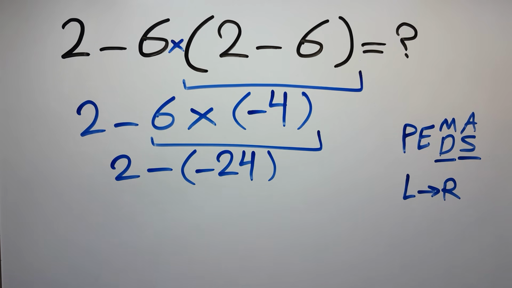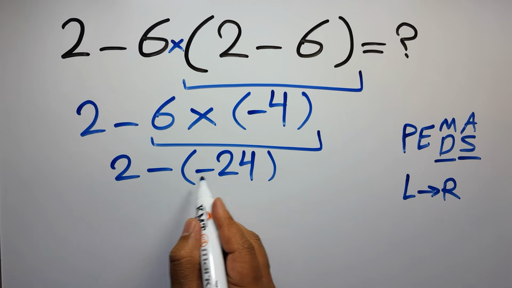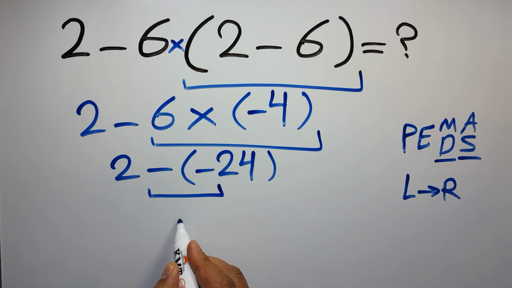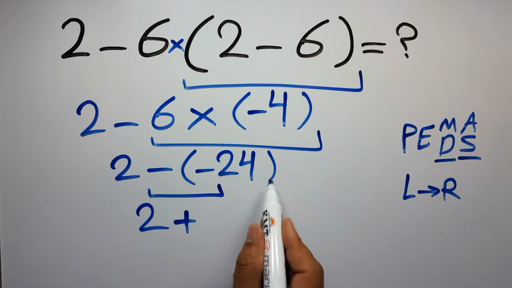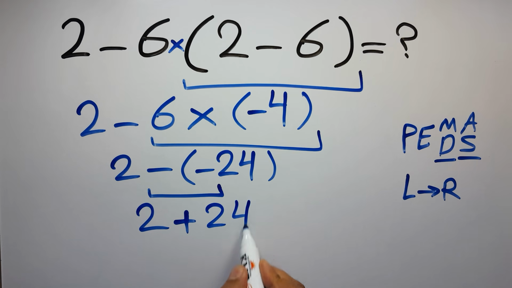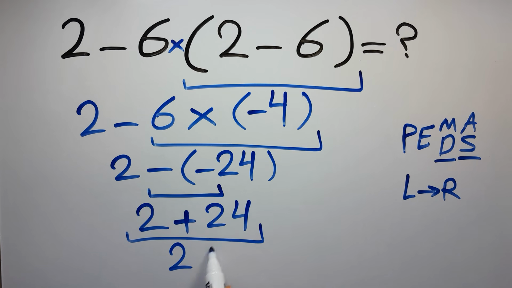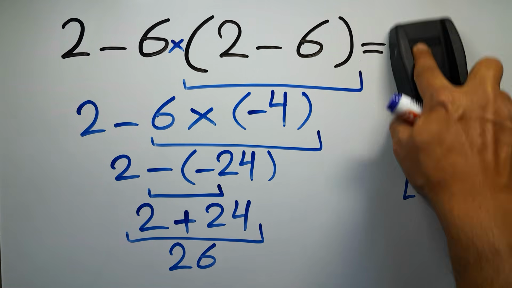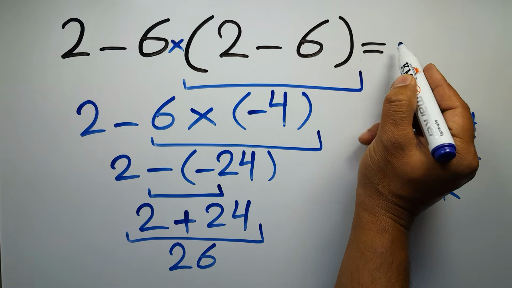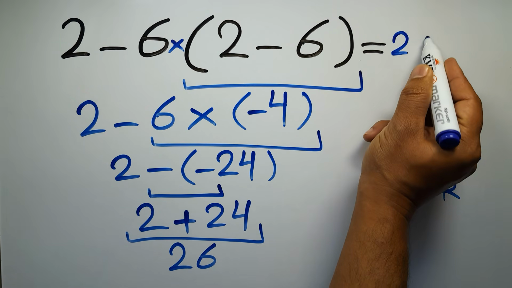Now, negative times negative gives us positive. So we have 2 plus 24. And this is equal to 26. And this is our final answer to this problem. The correct answer is 26.